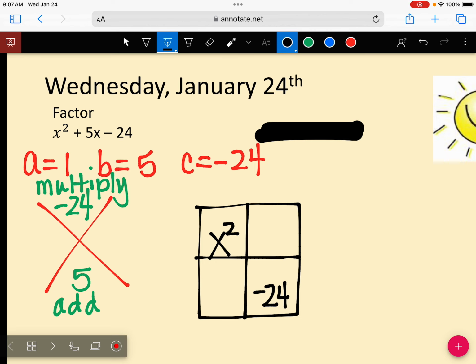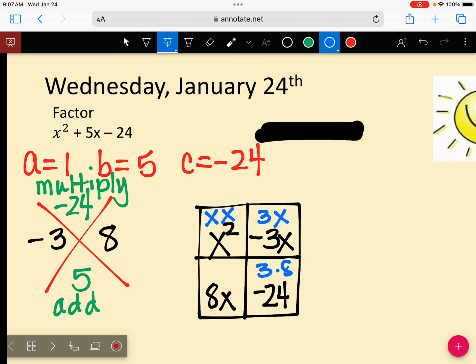So what would be your numbers? Raise your hand if you know. Give me a thumbs up if you know the numbers. All right, Steven, what's the numbers? Negative 3 and positive 8. Okay, so now we're going to break it down. Go ahead, take out your GCFs.